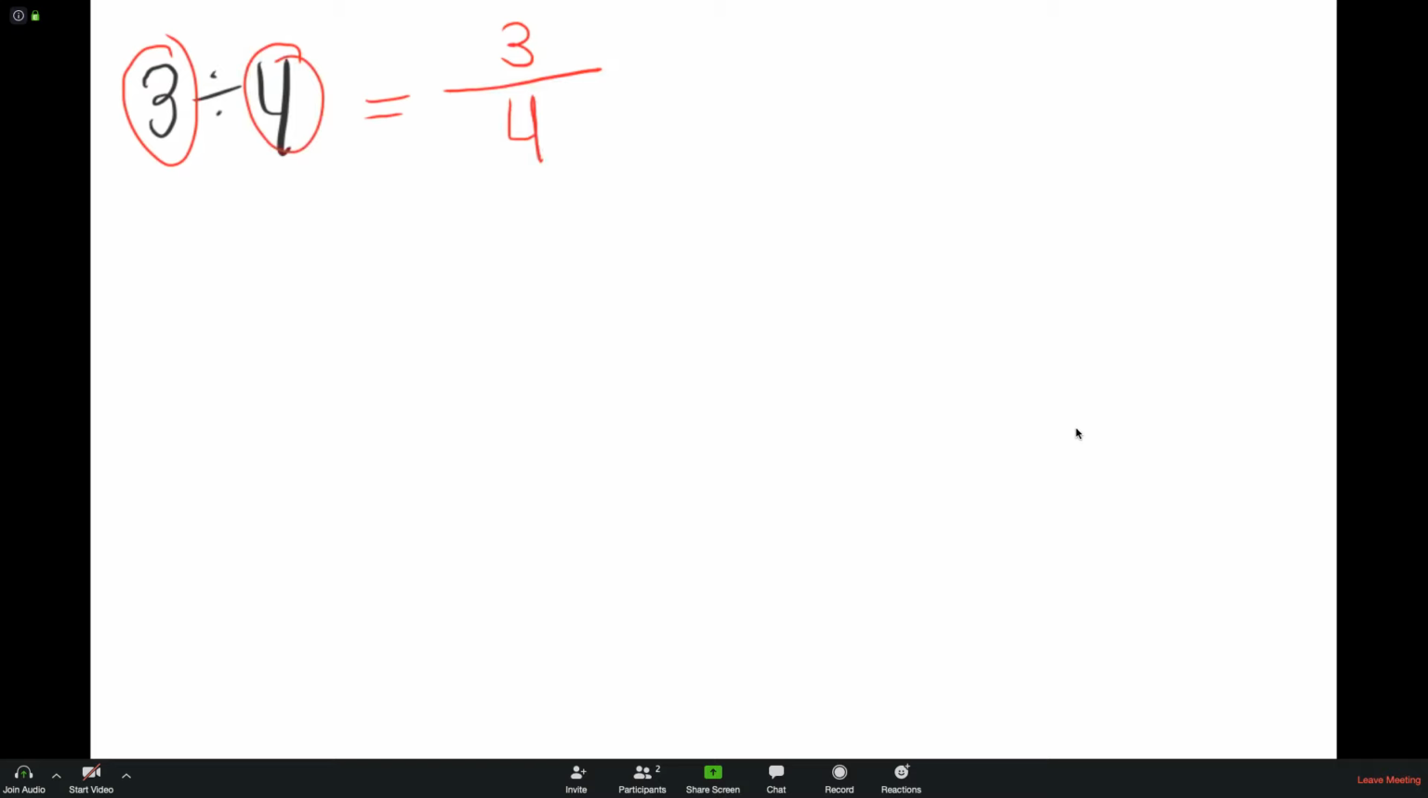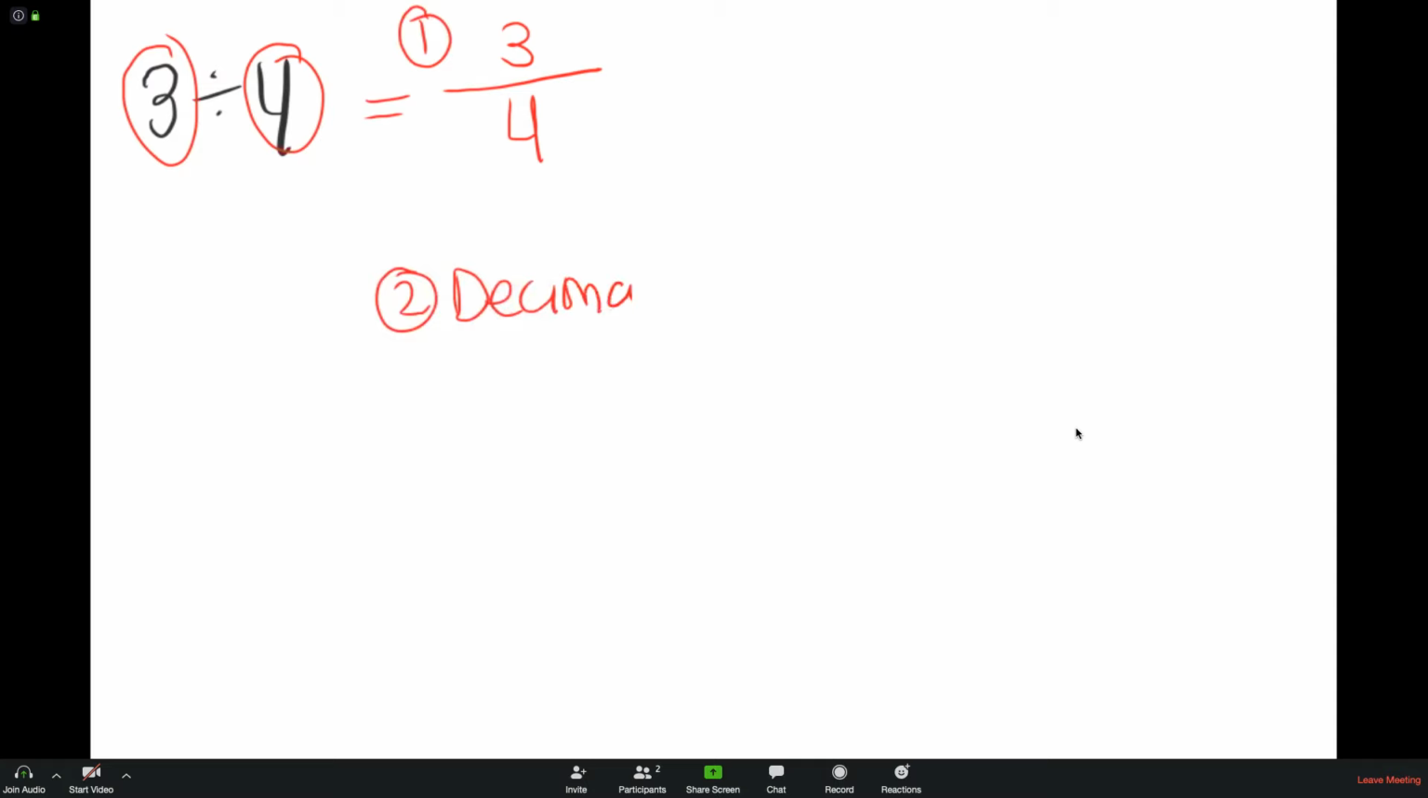We're going to replace this as our numerator and this as our denominator. And in this case, we don't need to do a mixed number because it's just a regular fraction. We have a smaller number on top and our denominator on the bottom. In this case, we also don't need to simplify because there's nothing to simplify for both 3 and 4.